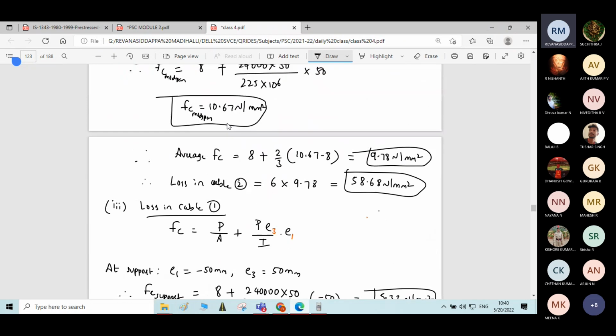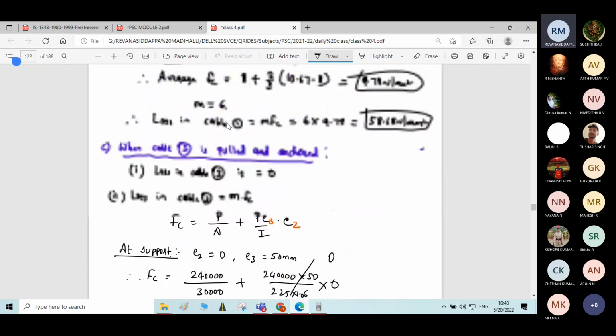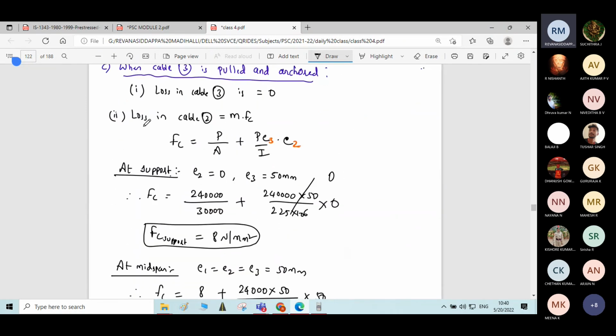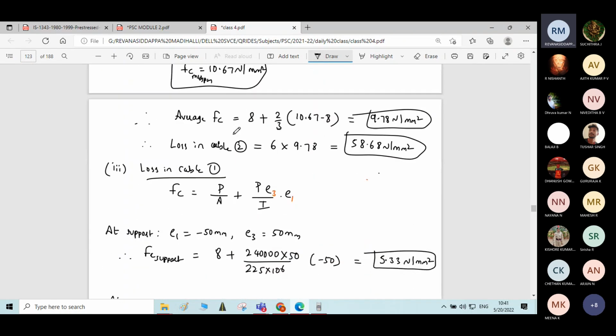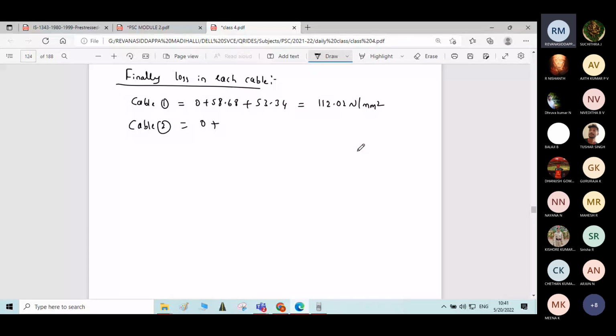When cable 3 is pulled and anchored, loss in cable 2 we have calculated here. We have got it as 58.68 plus 58.68. So you will get 58.68 Newton per mm square.